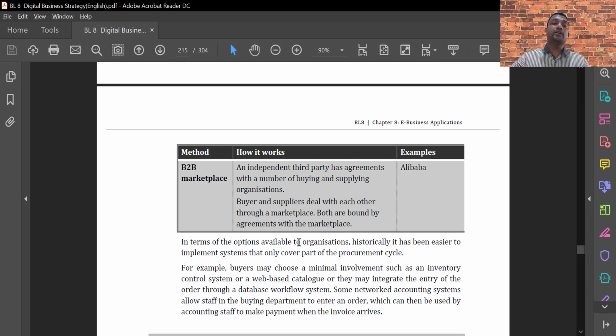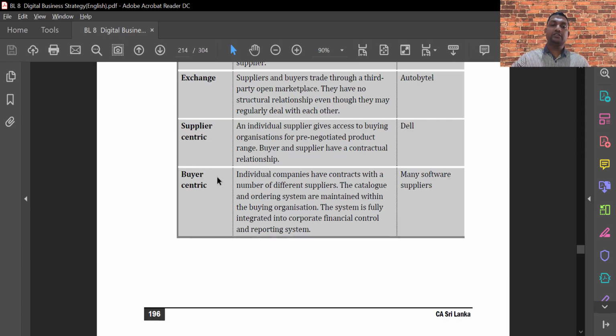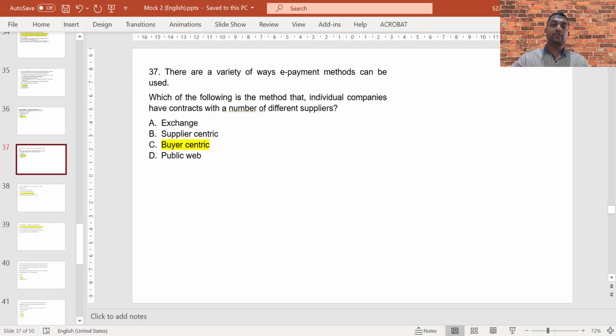And business to business marketplace, this is again independent third party agreements with a number of buying and supplying organizations, right? So buyers and suppliers again deal with each other in a marketplace, but not like the other methods. Everyone is bound by agreements in the marketplace, right? So the answer for the question is buyer centric, where companies have contracts with a number of different suppliers, right? So individual companies have contracts with different suppliers, so that is buyer centric.